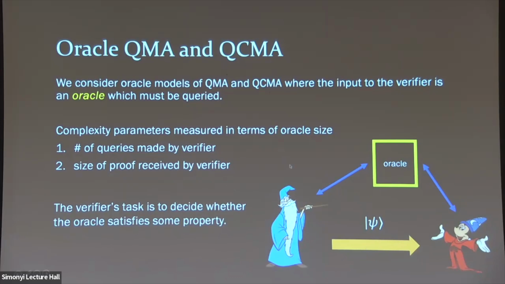So in this setting, there's two complexity parameters that we want to measure. One is the number of queries made by the verifier to the oracle. And number two is the size of the proof received by the verifier, measured in terms of the number of qubits or the number of bits. And in this setting, the verifier's task is to decide whether the oracle that it receives satisfies some property. Think of it as some kind of property testing problem.